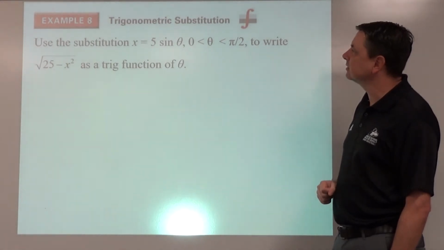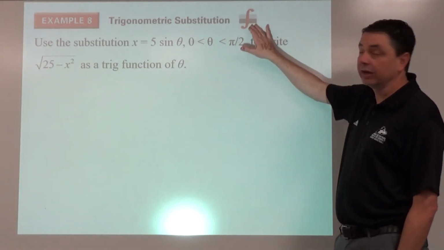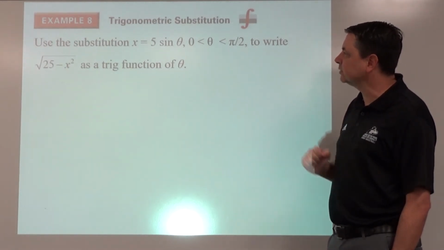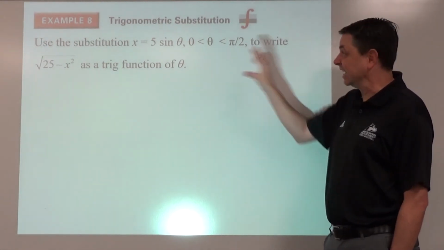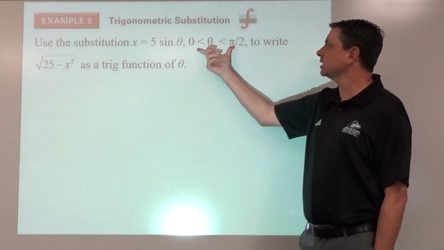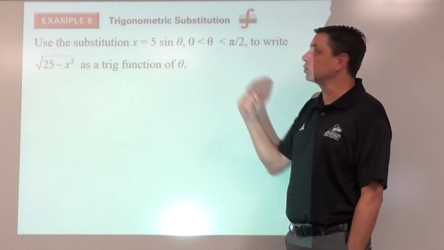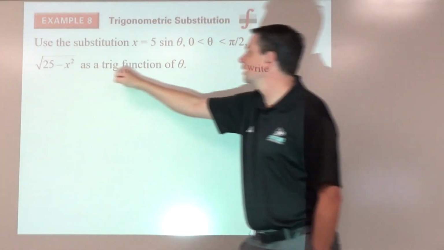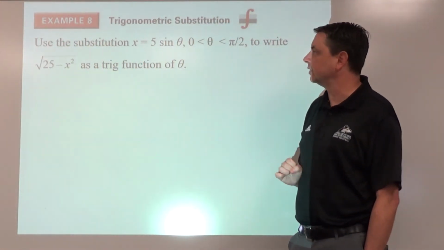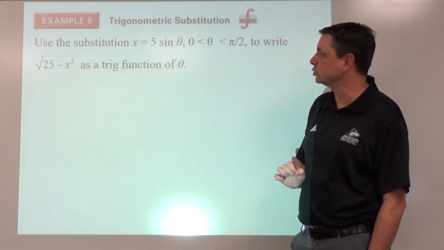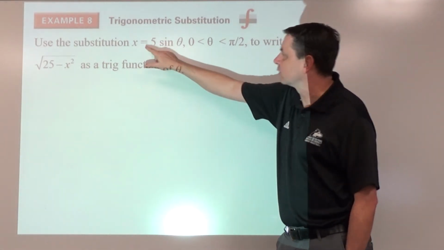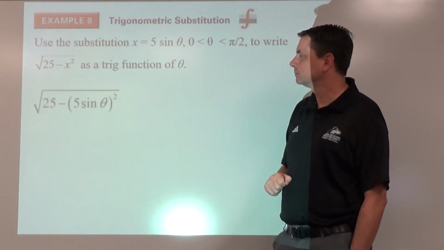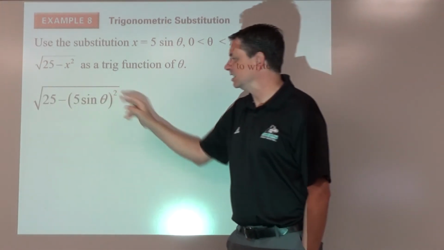Example number 8. Another leading up to calculus. We're going to use substitution. So it kind of tells you what to do in the problem. We're going to assume that theta is in the first quadrant. We want to write this expression as a trig function of theta based on our substitution. So we will begin by replacing x with 5 sine theta. And it does need to be squared.